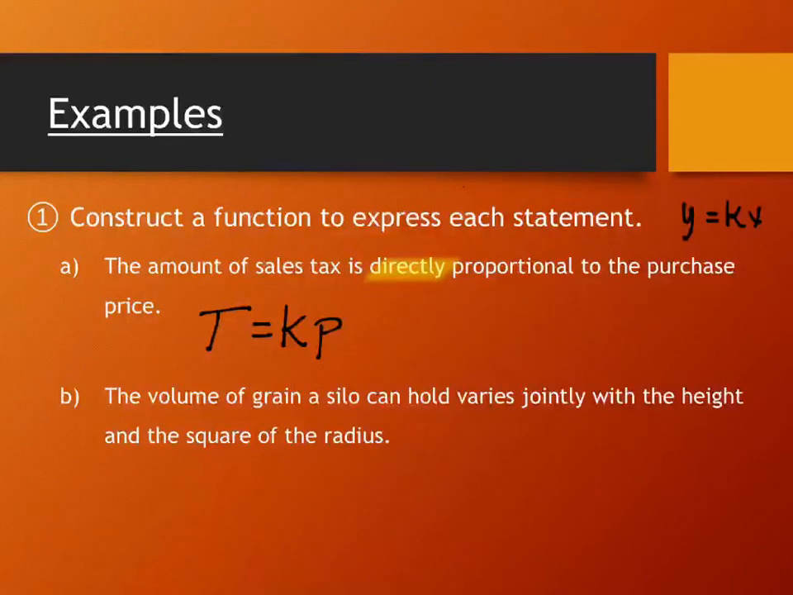Next one. We actually saw a silo driving down the road the other day, by the way. It's kind of funny. The volume of a grain silo, they're huge, absolutely enormous. The volume a grain silo can hold varies jointly with the height and the square of the radius. What's the key word you see? Jointly. And if you flip back in your notes, it says y equals kxz.